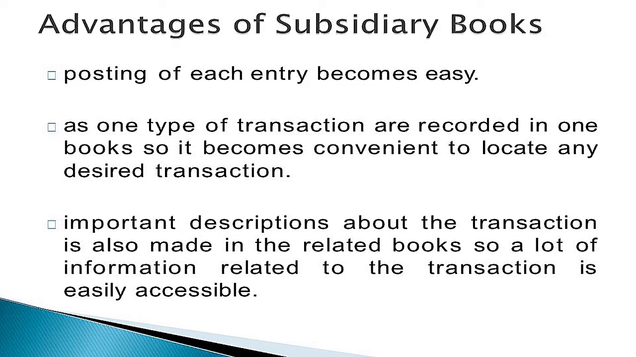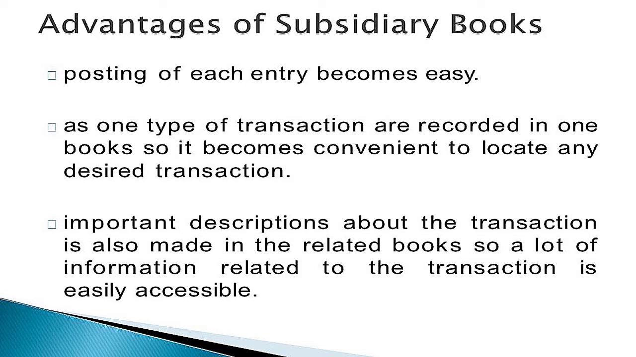Advantages: posting of each entry becomes easy. There is no journal entry for credit sales. Directly we post into the sales book. For goods sold to Krishna, as usual we would pass a journal entry, Krishna account debit to sales account. But in the sales book, we directly write the name Krishna and whatever goods he purchased. So posting is easy.